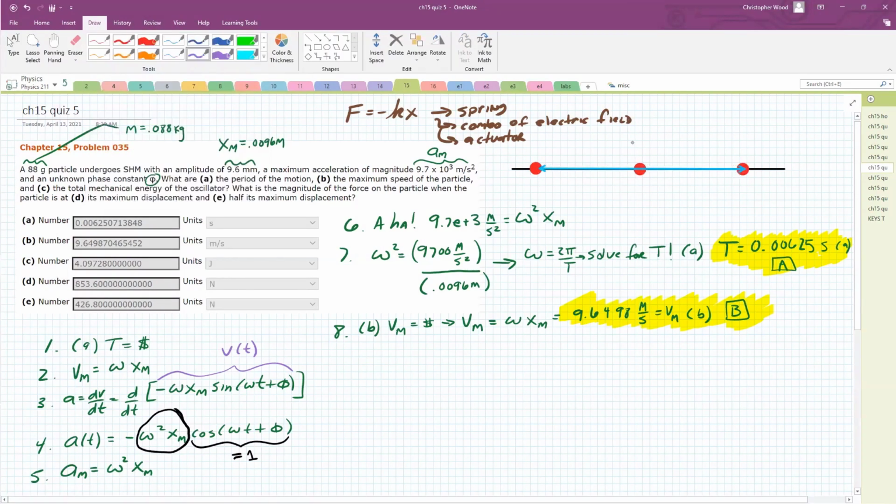So here, this is V equals V max. That's my maximum velocity. This is V equals 0. This is V equals 0. This is X equals 0. This is X equals the max value. And this is X equals, I guess you could say, negative max value. What about acceleration? What's going on with acceleration?